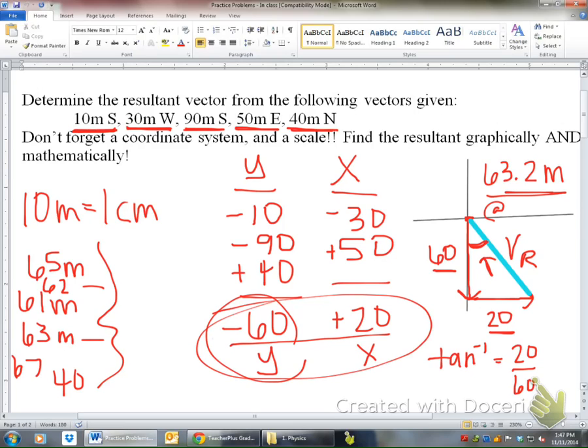18.5? 18.4. And what direction is that? 18.4 degrees east of south. Perfect. So, it's 63.